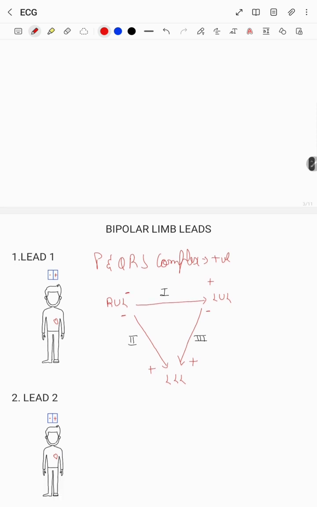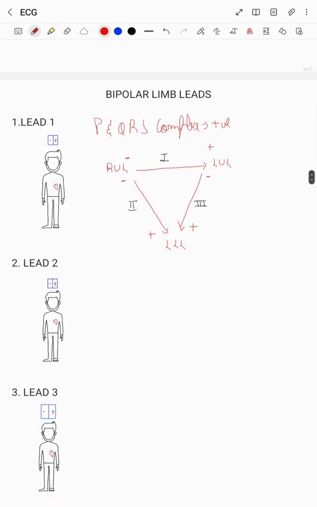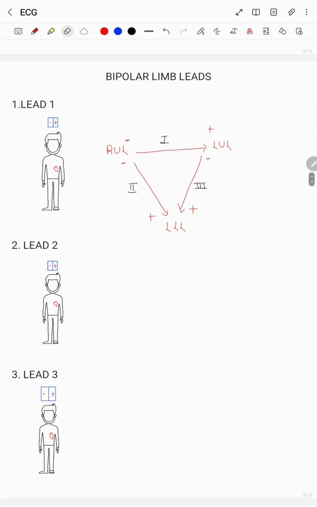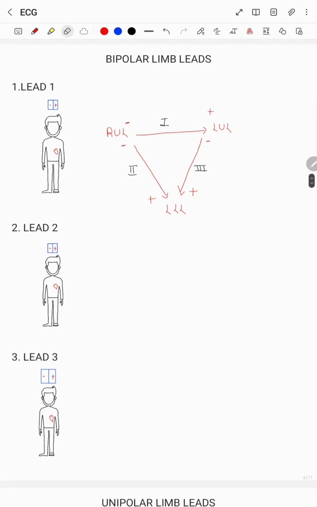First, I'll be talking about the bipolar limb leads. Now look at this diagram of Einthoven's triangle. From here, you will easily understand the connection of bipolar limb leads.